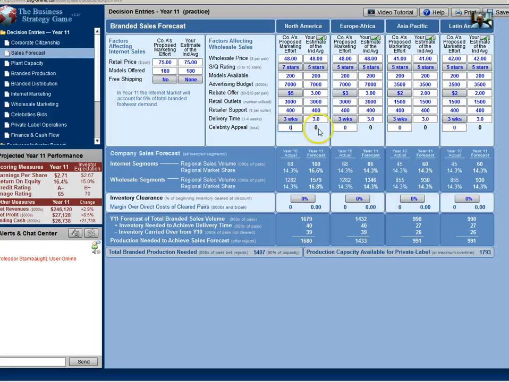Down here, celebrity appeal. Everybody starts off with no celebrities. You can use this to figure out how much a celebrity is worth. You can load in, say, I'm willing to spend $8 million on this celebrity, or $2 million on this celebrity, load in their celebrity appeal, see what it's going to do for your sales, and then instead of spending the $2 million to buy the celebrity, spread the $2 million across the 4 regions' advertising budget and see which you like better. So lots of opportunities to do some trade space here as you begin to optimize your position.